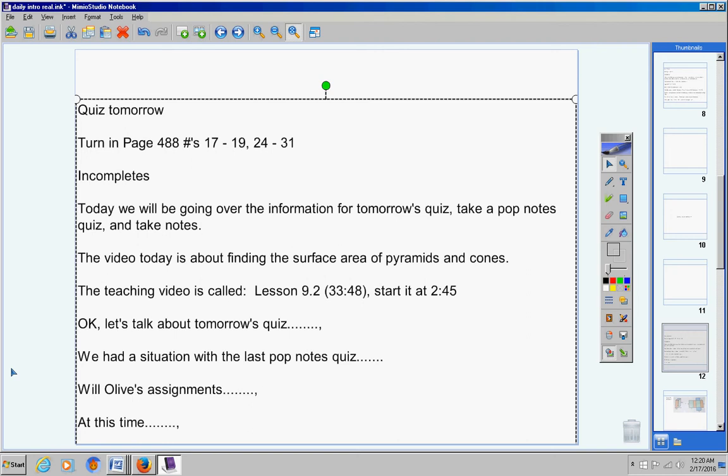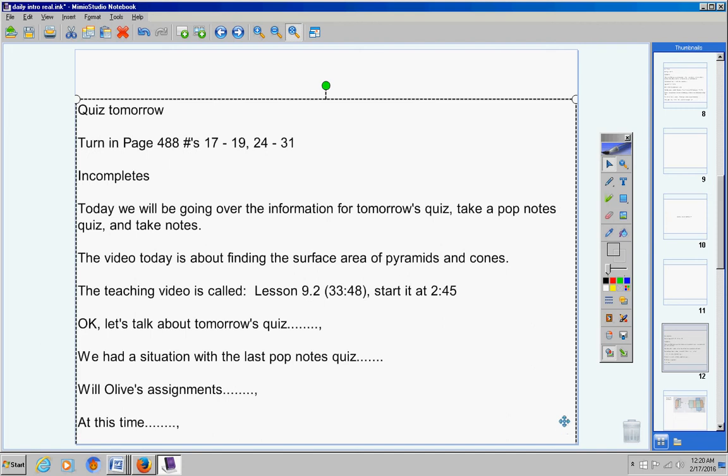If you want a date for that, the date was Friday, I believe. Yes, Friday the 12th. So turn your notes to Friday the 12th, lesson 9.2, surface area and volume of prisms and cylinders, okay? And we're going to have a Pop Notes quiz over those notes. So, here we go. Are you ready?